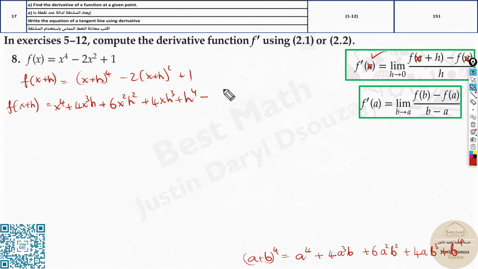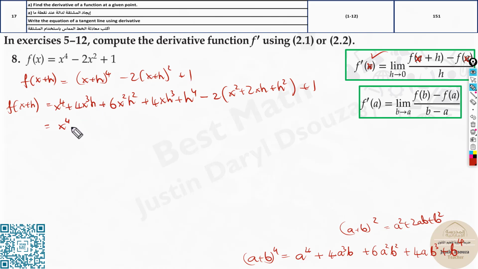Minus, we have 2 times what? A plus b the whole square. A plus b, it's very simple. It'll be a squared plus 2 times ab plus b squared. And now we will substitute over here. It'll be x squared plus 2 times xh plus h squared plus 1. Isn't it so big? But this is the thing.